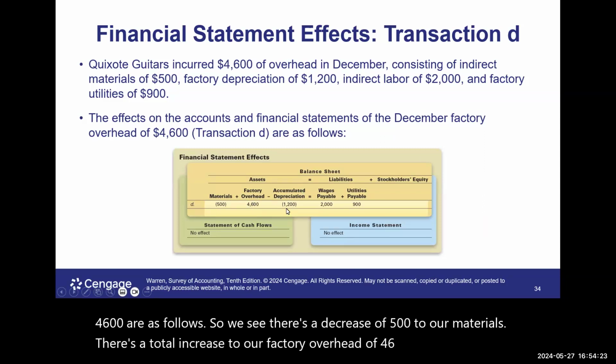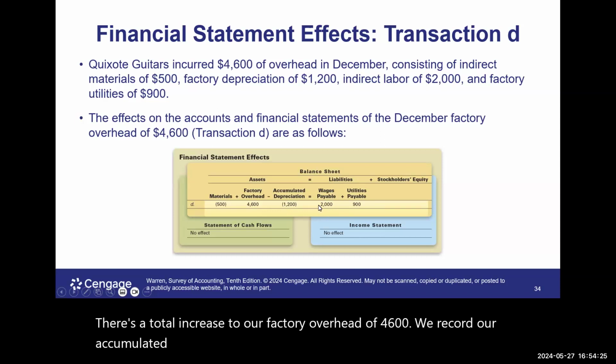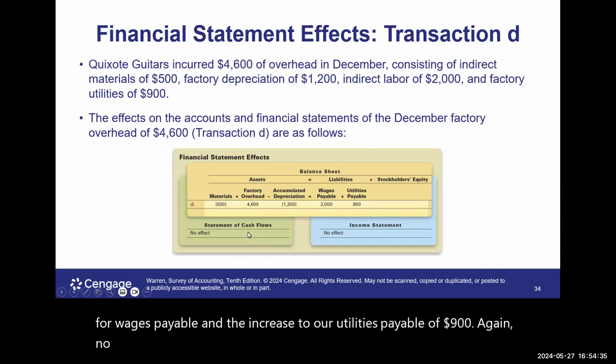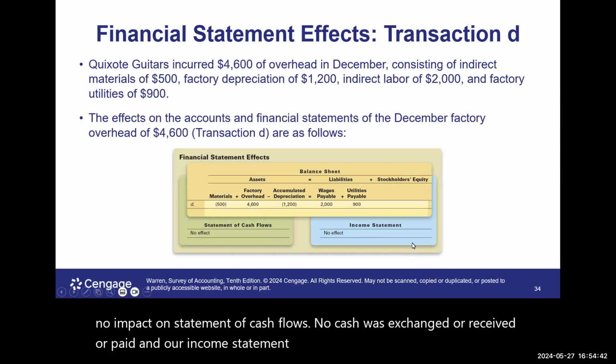We record our accumulated depreciation. We also account for the increase to our liability for wages payable and the increase to our utilities payable of $900. Again, no impact on statement of cash flows. No cash was exchanged or received or paid. And our income statement has no impact. There's no revenue and there's no expense.